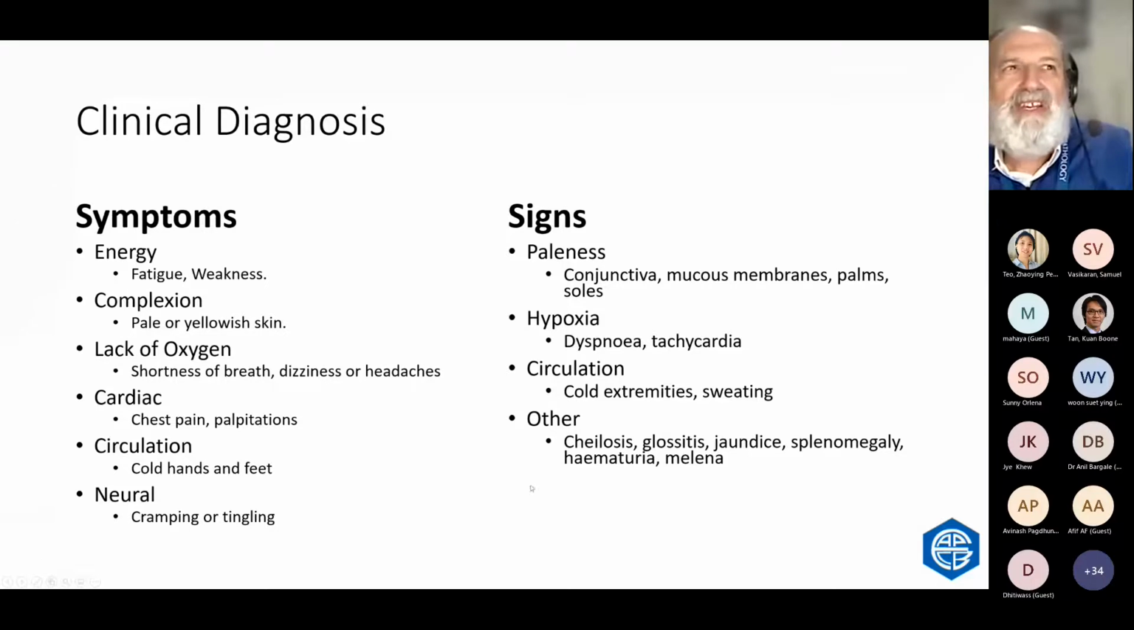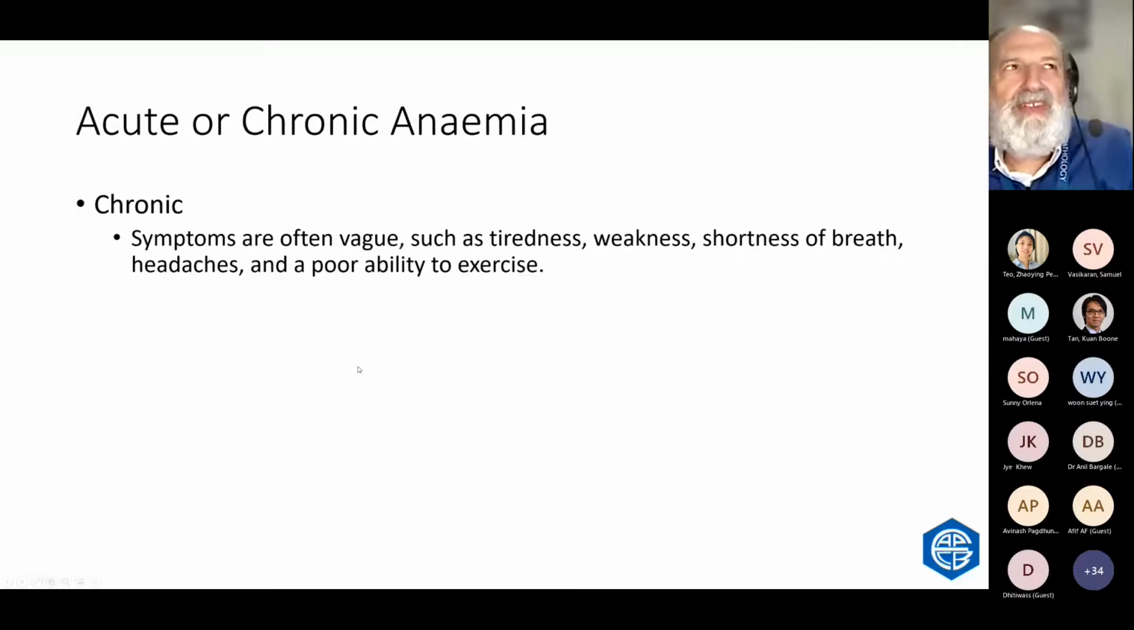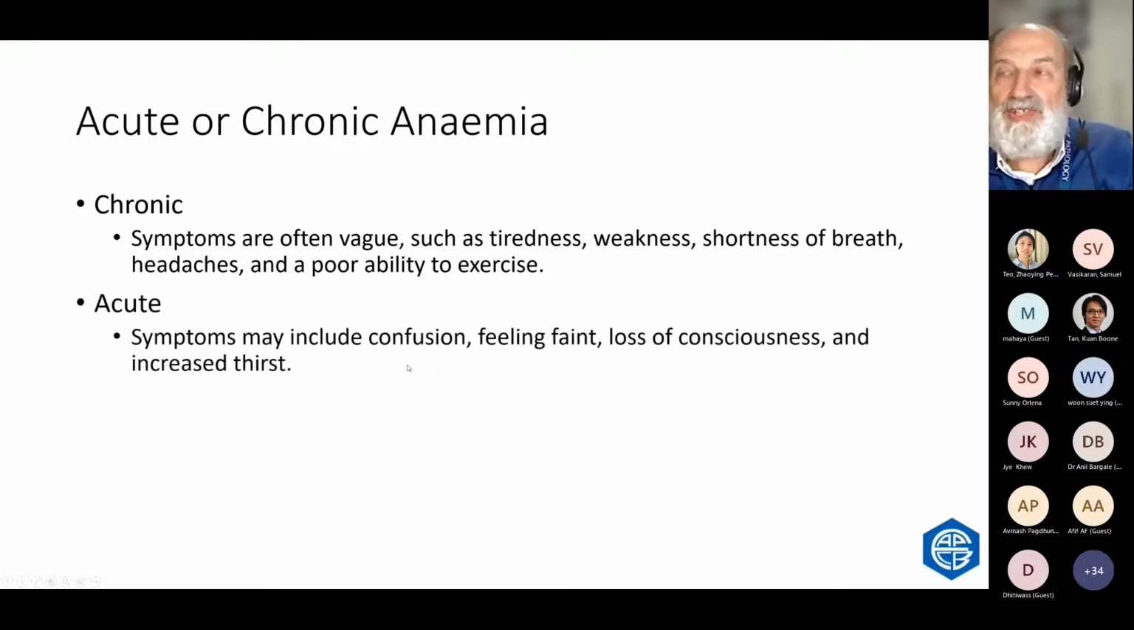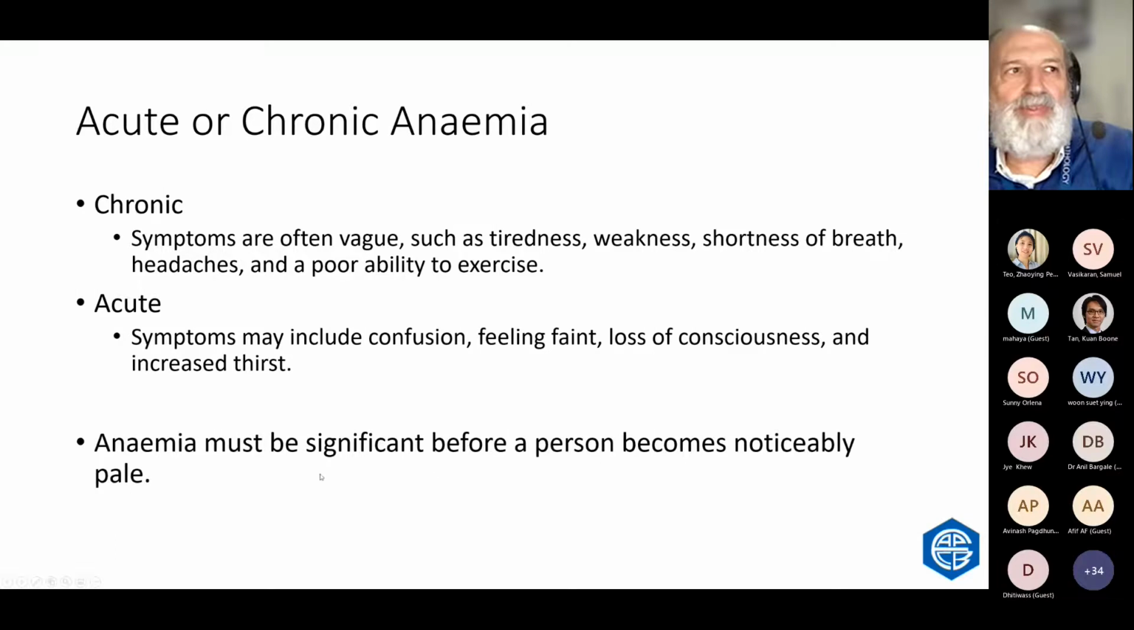But there's also the issue of chronic and acute anemia. In a chronic anemia, the symptoms often come on slowly and they're quite vague, like the tiredness and weakness and shortness of breath. Whereas in acute anemia, due to blood loss, the symptoms may be sudden confusion or feeling faint or loss of consciousness. So you have to be careful in what sort of anemia we're talking about.